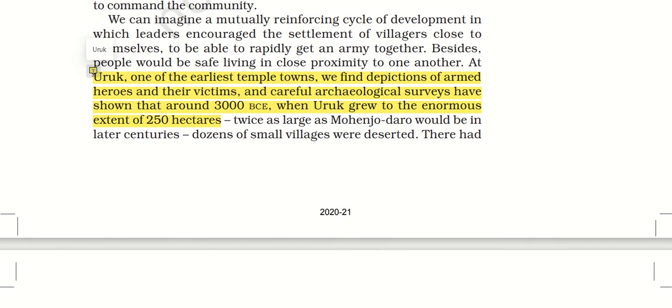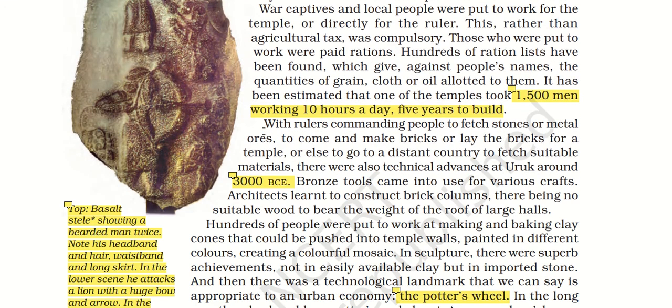Now, a description of Uruk, the earliest temple towns. When were the archaeological surveys done, and what did these archaeological surveys show? Which year did this develop? The information about building temples, how many men worked for how many hours, and the time period it took. So 1,500 men worked for 10 hours a day, and it took 5 years to build.